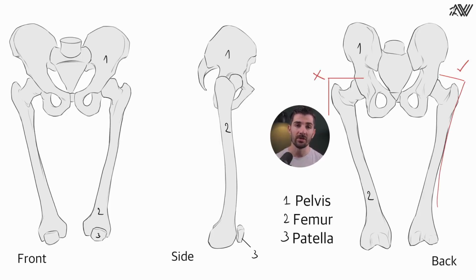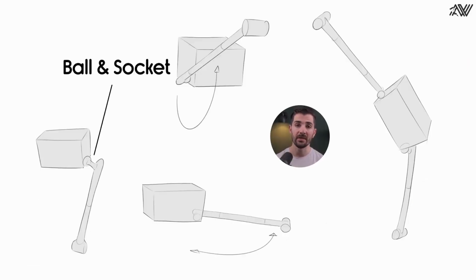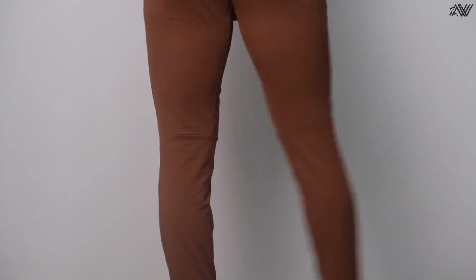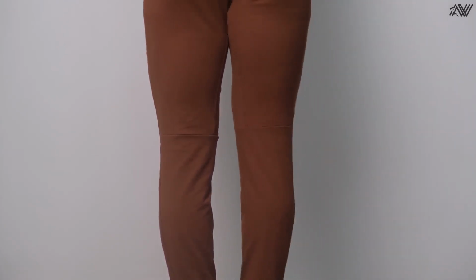Note that the femur does not run straight down at a 90-degree angle from the pelvis. Instead, it curves inward to cause less strain on the joint. Mechanically, the femur works as a ball and socket joint that allows the leg to rotate in nearly every direction.